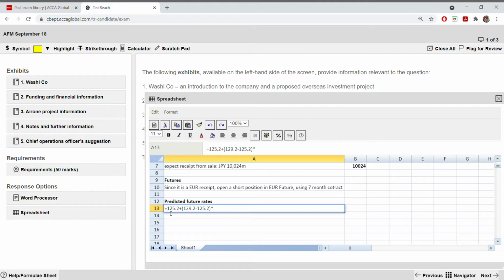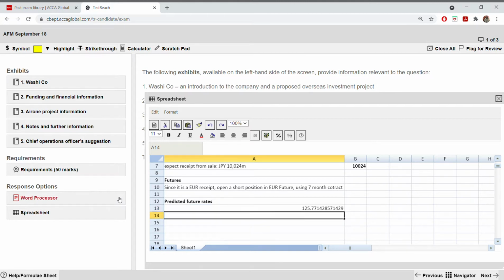There's a fraction. Why? Because we are not closing on the same date. The project is for 6 months, and the future we are taking is for 7 months. So 1 month is unexpired, so it's 1 over 7. 1 divided by 7.